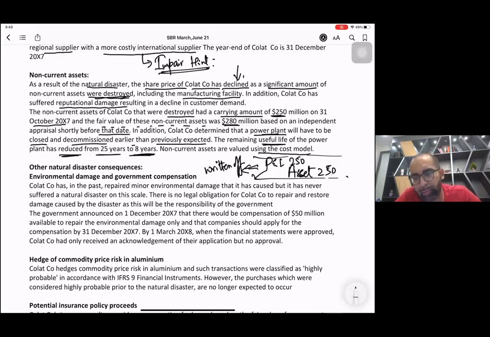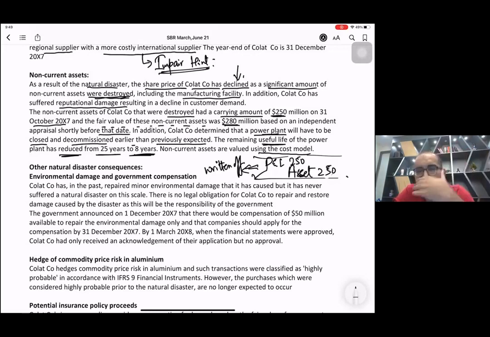First thing, keep it in mind. This is an impairment hint. The second thing, whenever there is a change in useful life, you divide today's net book value or carrying value by the remaining life, that is 8 years, to calculate future depreciation. And yes, changes in useful life are basically changes in accounting estimate. So these things are adjusted prospectively.